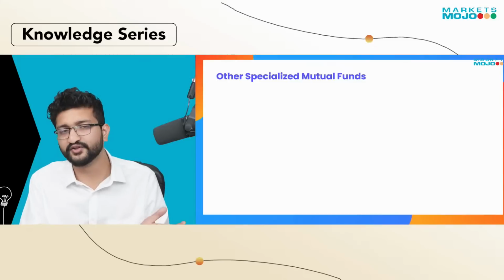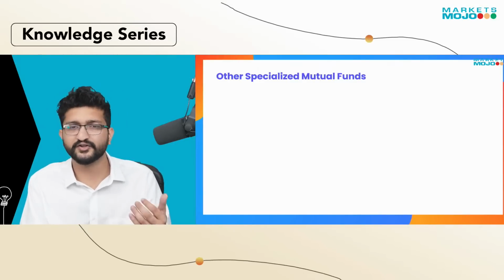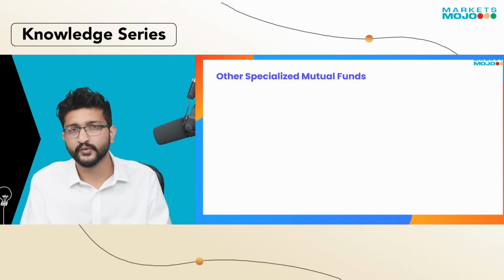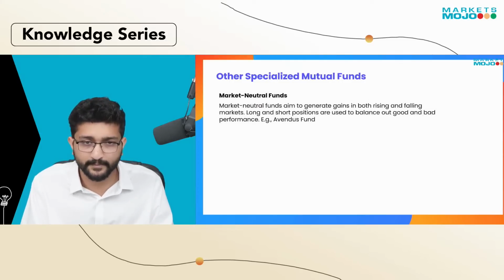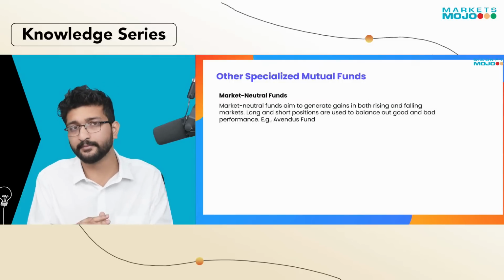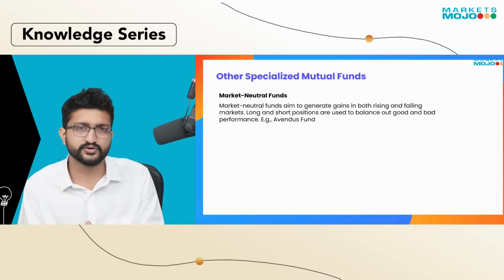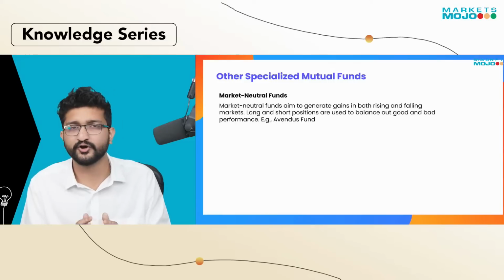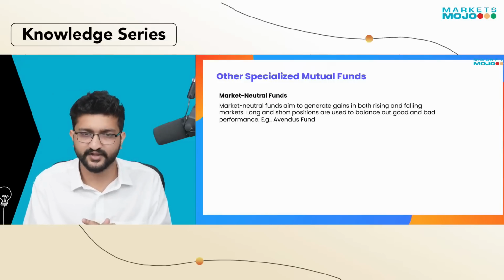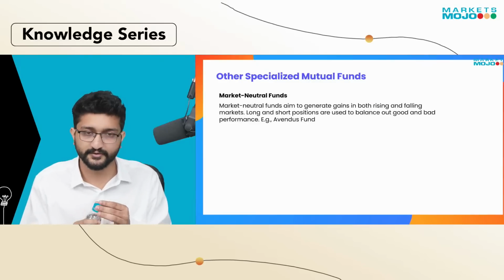Now, talking about some other specialized mutual funds. We've talked about the 3 main equity categories, but there are other specialized mutual funds also, which I think some of you all might not know about. The first one is market neutral funds. And these funds aim to make money both in rising and falling markets. Now, when I looked up across the different funds available, there were not many, but I came across this particular website of a Vendis fund, which was actually saying that it gives a particular market neutral fund.